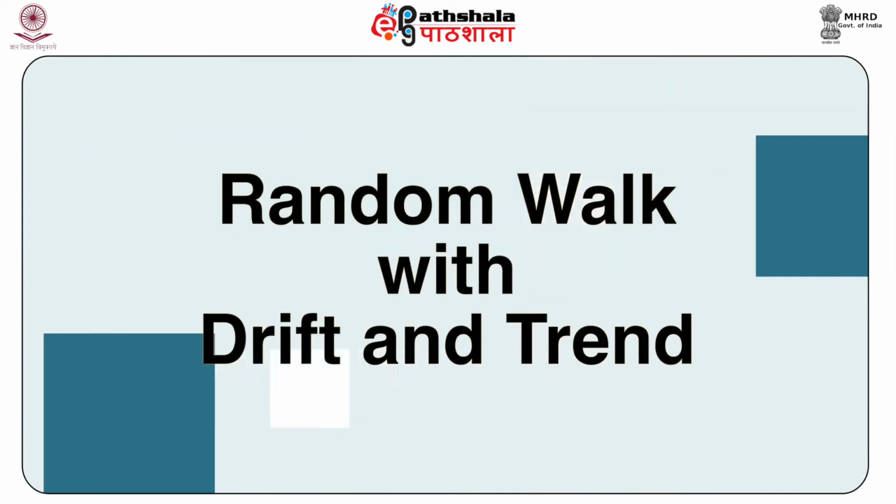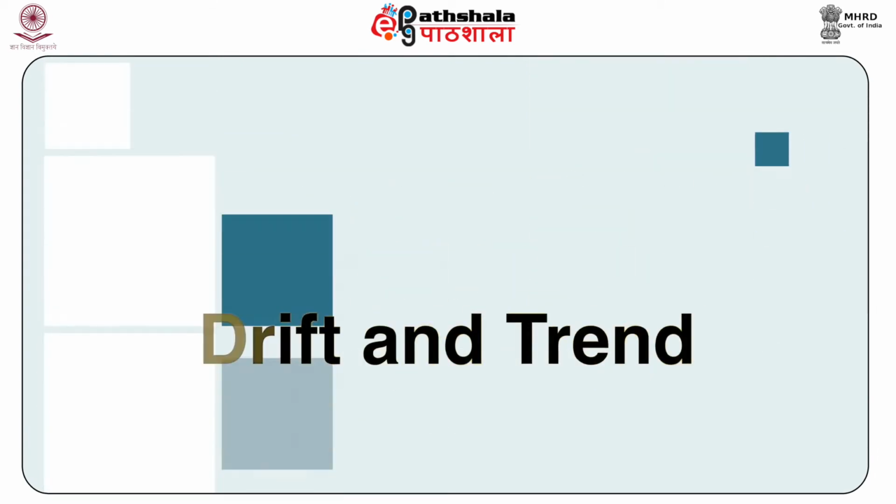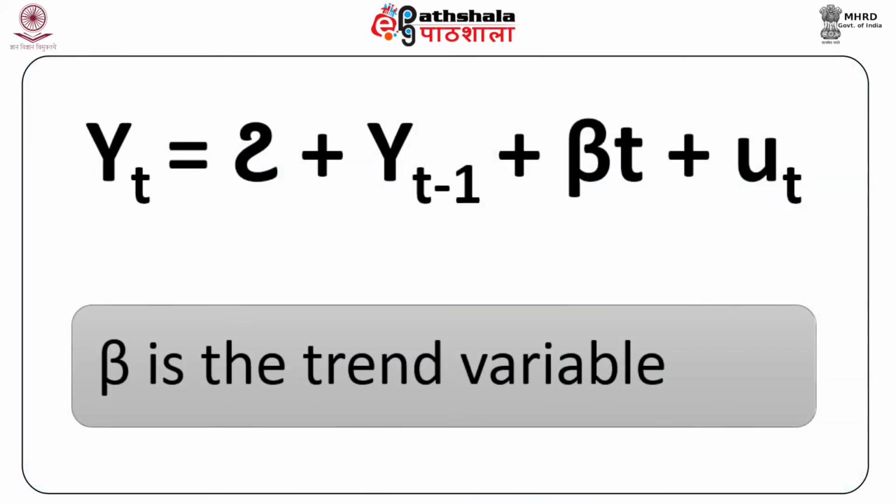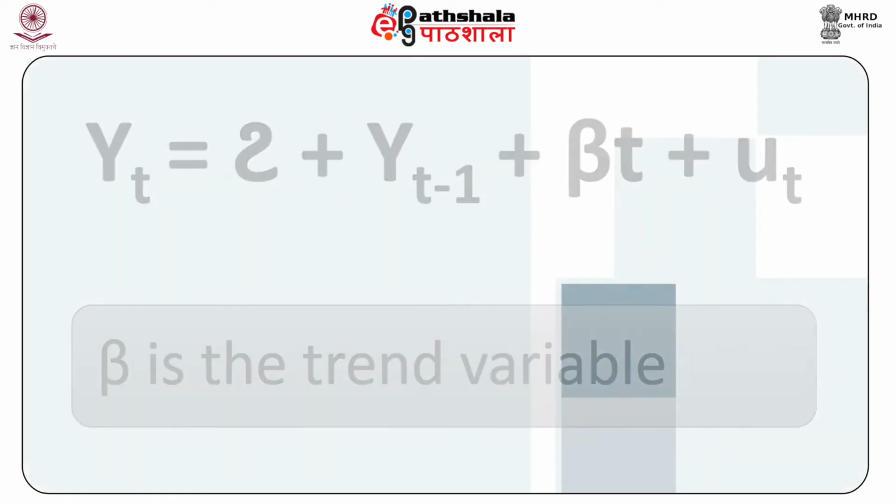Similarly, we can define a random walk with drift and trend, a model which contains both the drift and the trend variable, which we term a random walk with drift and trend. So how do we write such an equation? Such an equation is written as yt is equal to delta plus yt minus 1 plus beta t plus ut, where beta is now the trend variable.